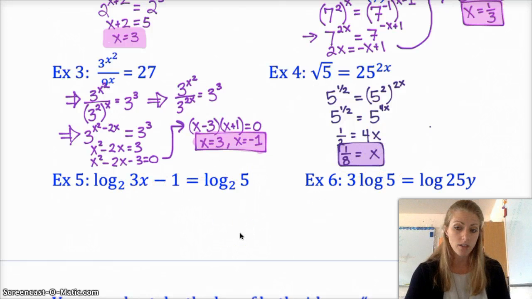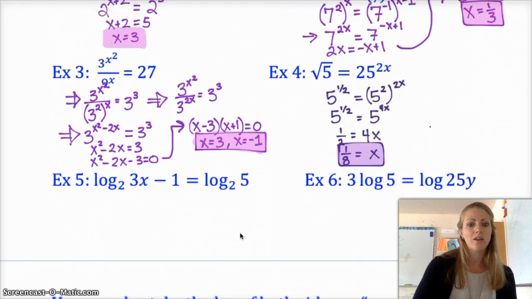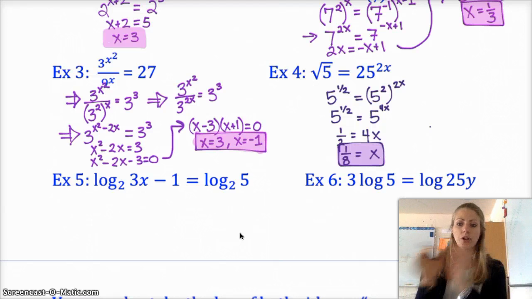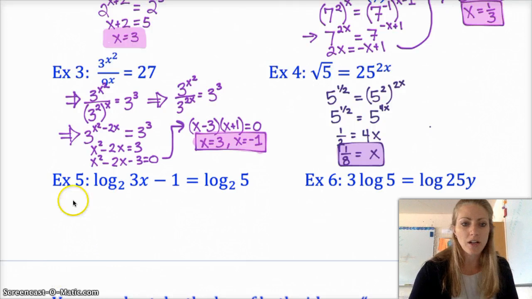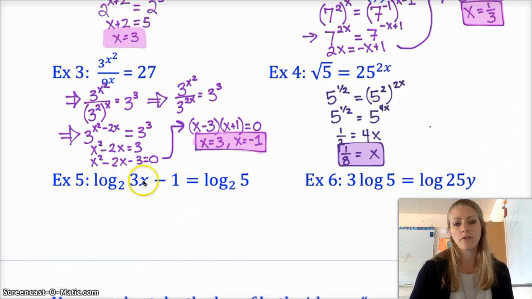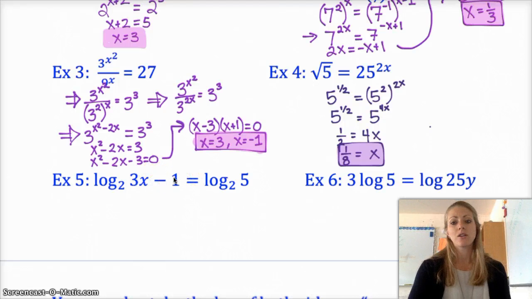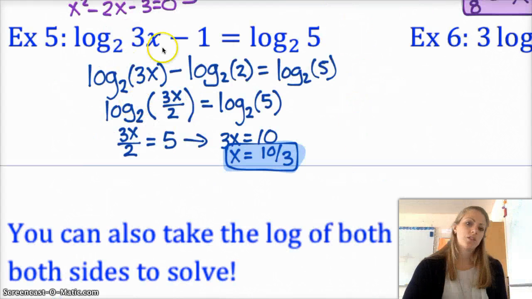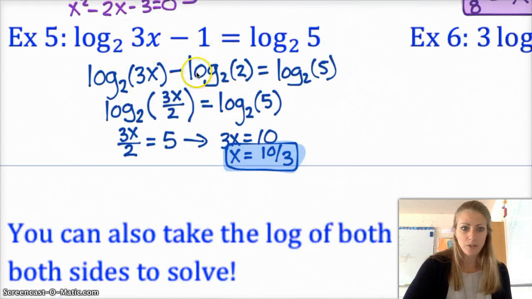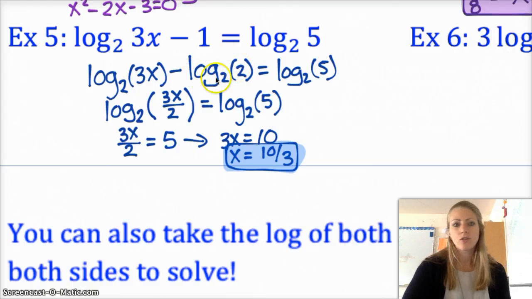Those are with logs, so you need to make sure that you get 1 log equals another log, and they're of the same base. So the challenge with the first one is that you have log base 2 of 3x minus 1. This minus 1 is not in a log, and so you're going to have to figure out how to get that into a log. So the trick with this one is that 1 is equal to log base 2 of 2. So I just rewrote it as log base 2 of 2.